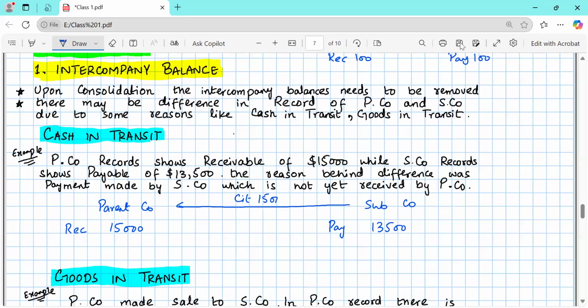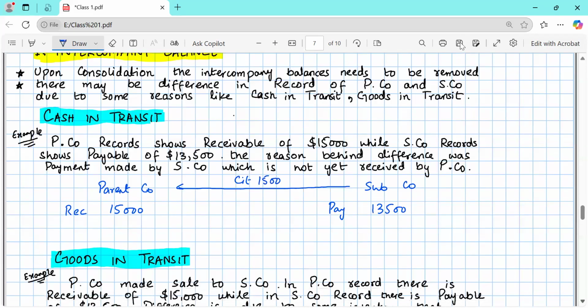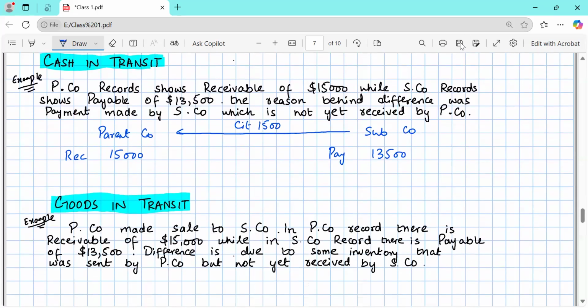So upon consolidation we will assume that the cash is received. So when the parent company will receive the cash, what will be the double entry? Debit cash, the cash balance will increase, and credit receivables, the receivable will be reduced, right? So now after this adjustment the receivable will go to 13,500. So now the balance is matching, right?